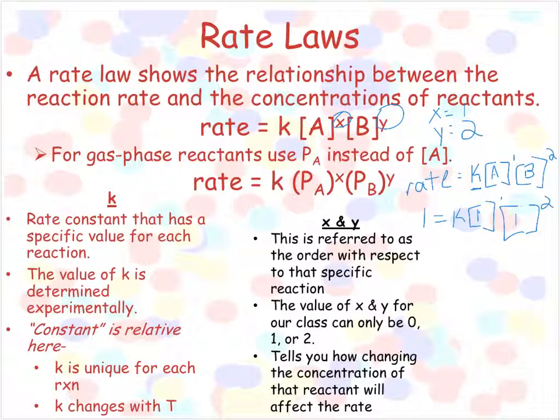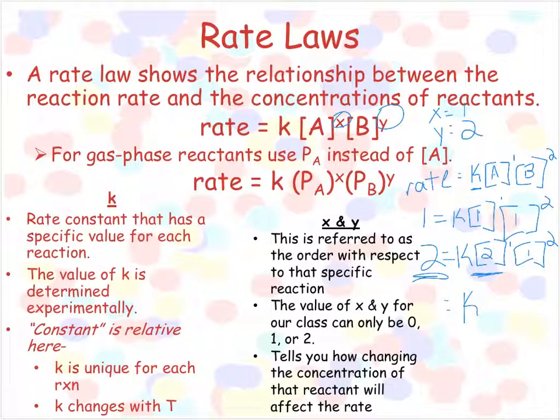So what if I doubled A? What happens to the rate if I double A? So A is going to be 2 this time, and we're still going to leave B at 1. Hopefully what you see is that our rate is going to be changed by the same factor. So I doubled my concentration. That meant I doubled my rate.